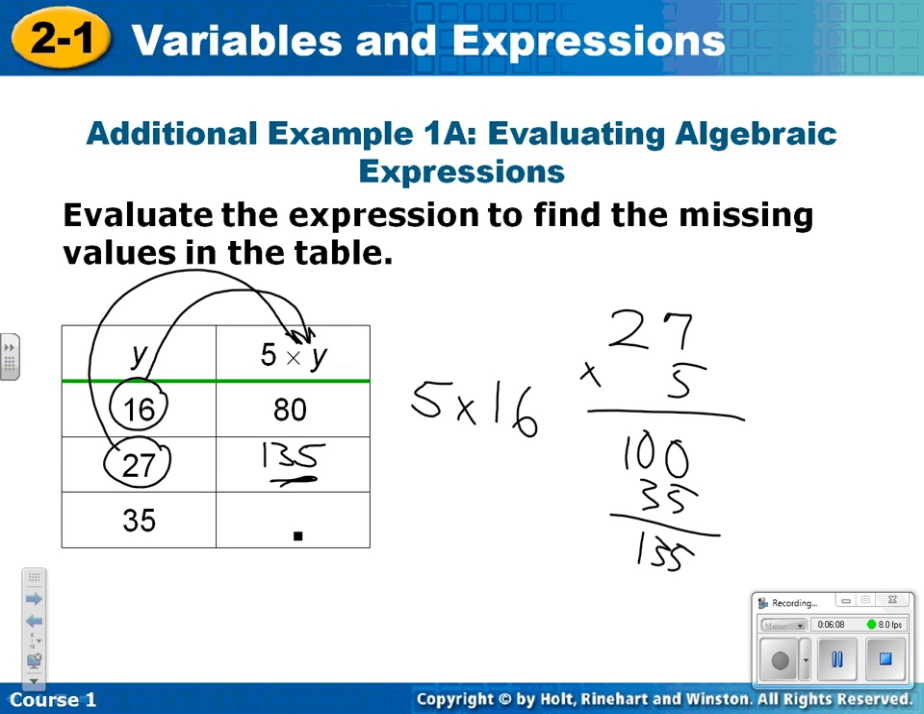And then for this blank right here, someone tell me, what do we do? 35 times 5. We take this 35, we plug it in for y. We take that 35 and we plug it in for y, and we have 5 times 35, which is 175. Everyone agree with that? Yes?